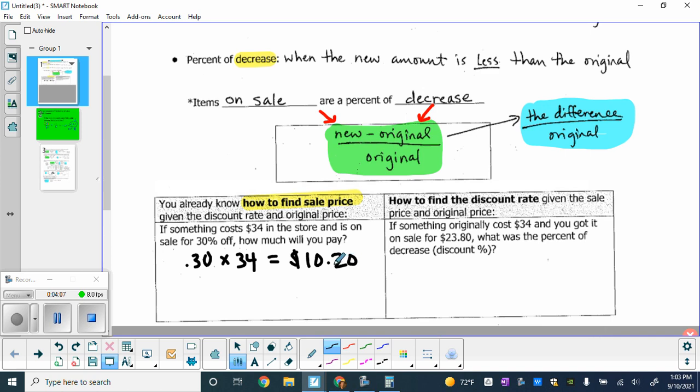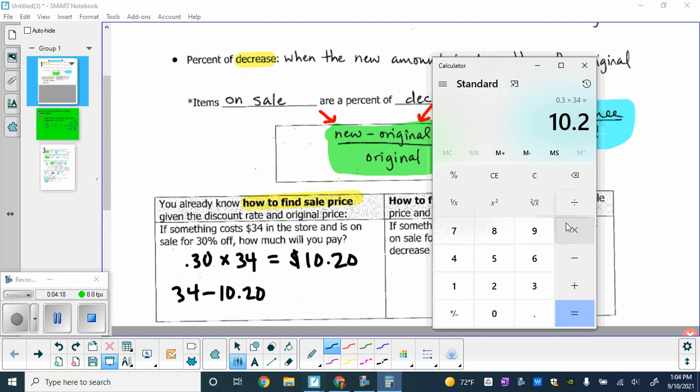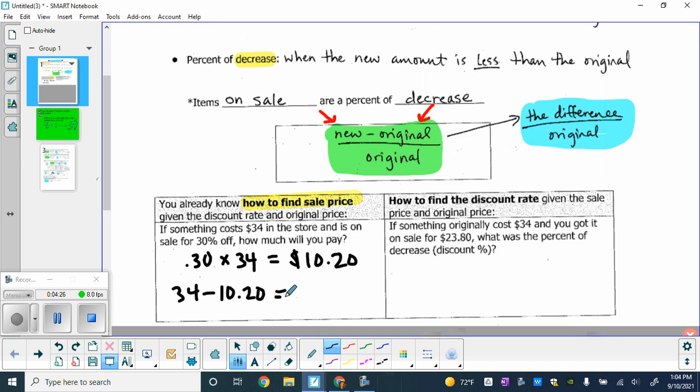So if I save $10.20, then my sale price is going to be the $34. I'm going to pay 34 minus $10.20. So in your calculators, you can just do 34 minus $10.20. And we'll see that I'd end up paying $23.80. That's the sale price, $23.80.